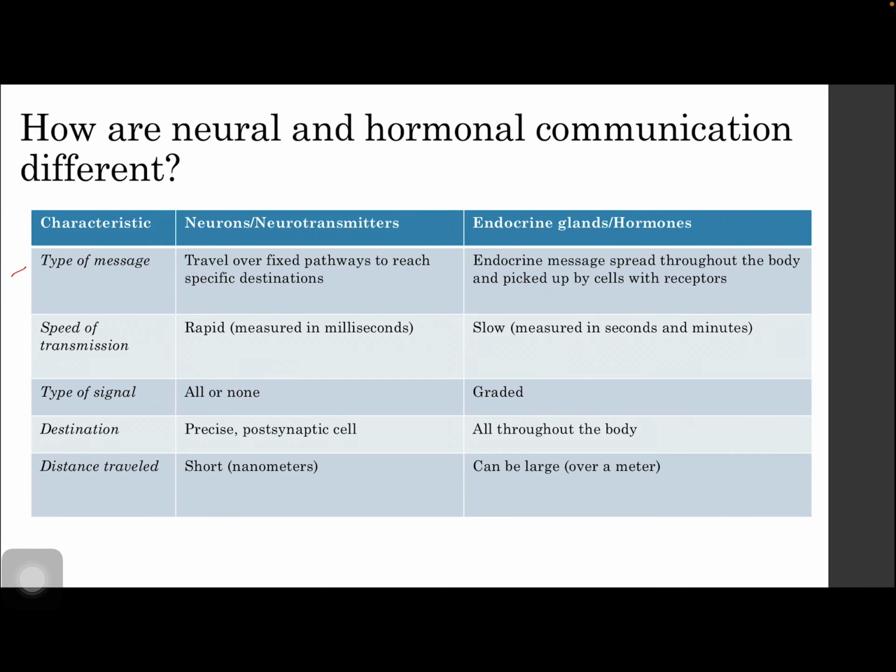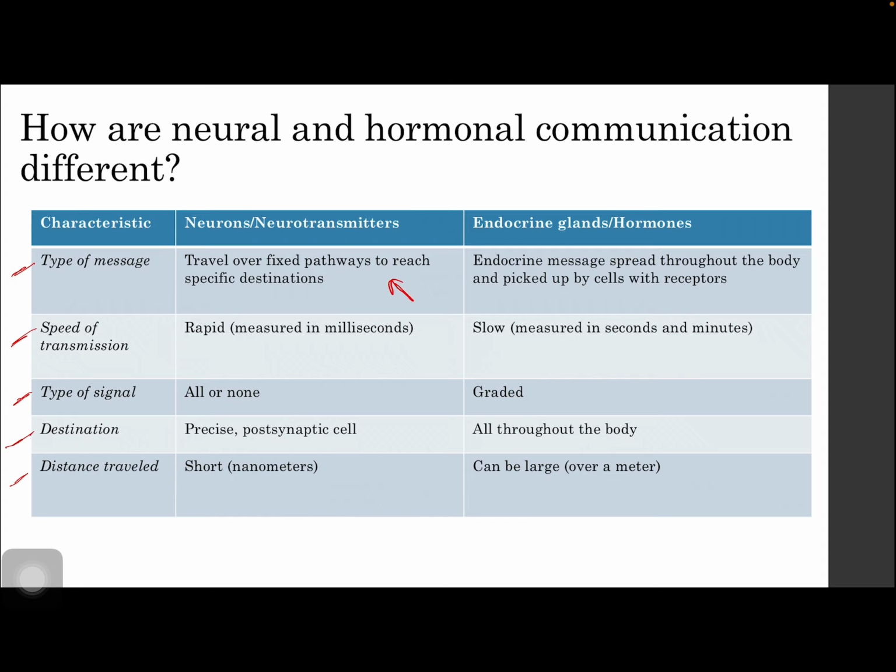So looking at the levels here: what is the type of message? How fast does it transmit the message? What type of signal? Where is it going? And how is it traveling? These are the five distinct characteristics that we look at in distinguishing a neuron's neurotransmitters and an endocrine gland's hormones.